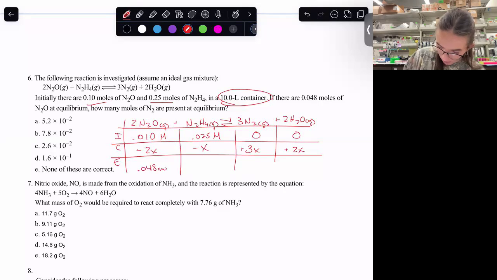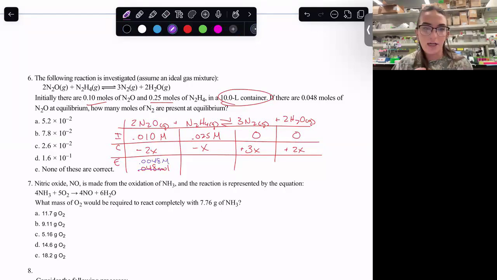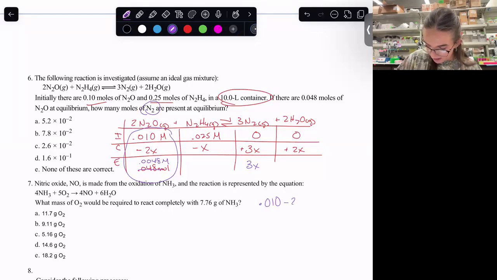0.048 moles of N2O2, which means at equilibrium, you don't have 0.048 moles, you have 0.0048 molar in your solution. So if you wanted to find how many moles of N2 are present, we know N2 is 3x. We have everything right here in our ice table, so we can set this up where we have 0.010 minus 2x is equal to 0.0048.